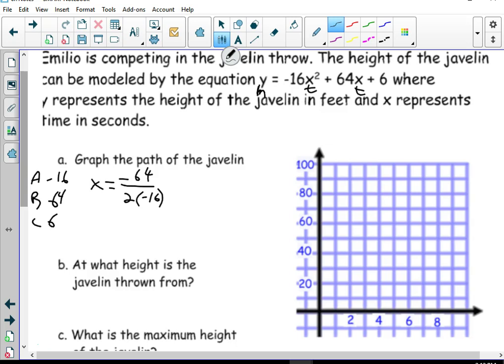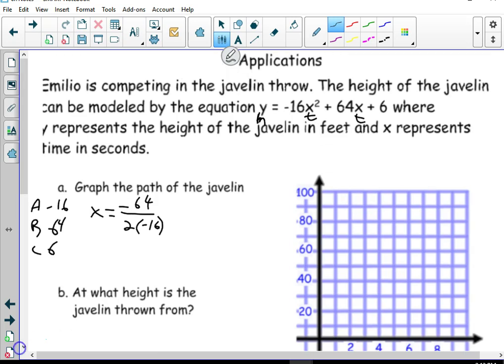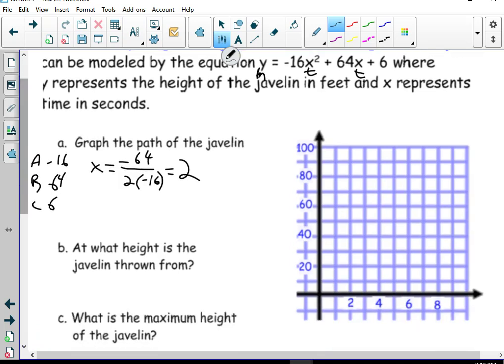Negative 64 divided by 2 times negative 16. If you're typing it in without parentheses, you're going to get the wrong answer. So the 2 means, in how long will it be at its highest point? 2 seconds. So in 2 seconds it will be at the highest point. We have to find out what that height is, so we plug this 2 in here and here. Go ahead and do that now on your calculators.